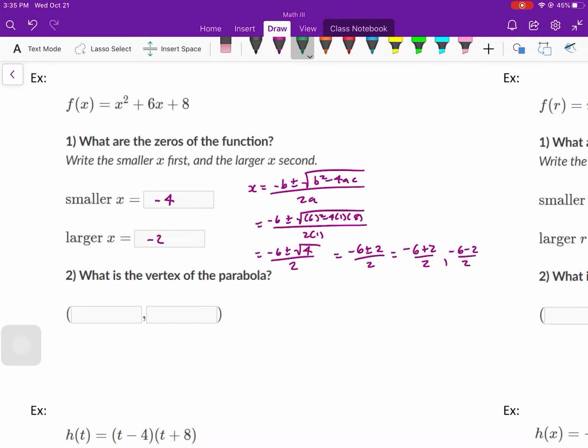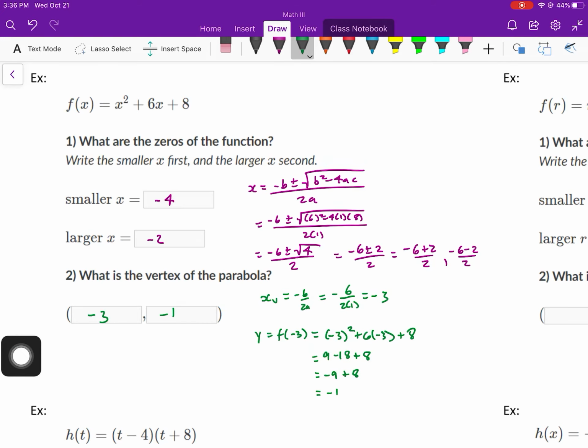Now, what about the vertex? The x-coordinate of the vertex for standard form is going to be negative b over 2a. So in our case, it's going to be -6 over 2 times 1, which is -3. All right, we got our x coordinate. To get our y coordinate, we plug it back in. -9 plus 8 is -1. And there you go, that's for standard form. The quadratic formula is actually the hardest part of standard form. You'll find the rest is kind of easier.